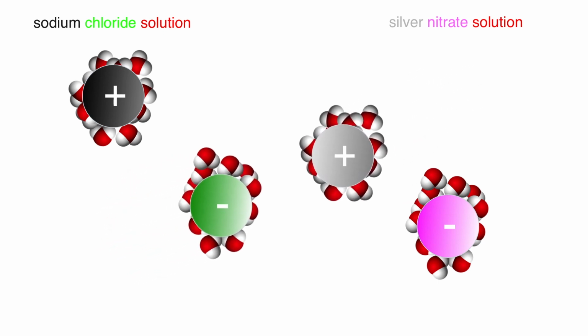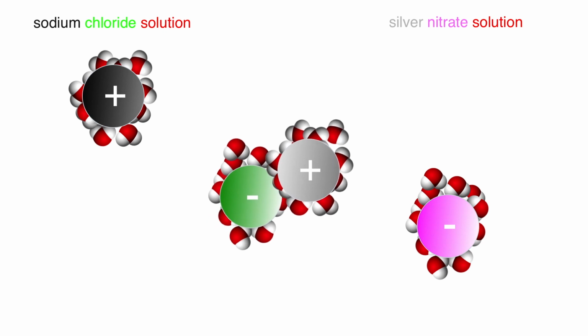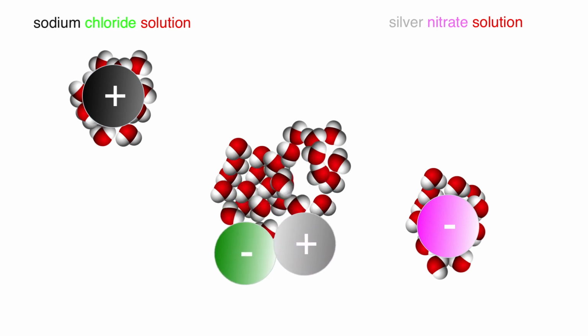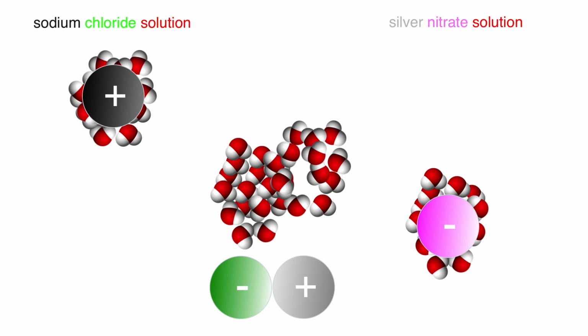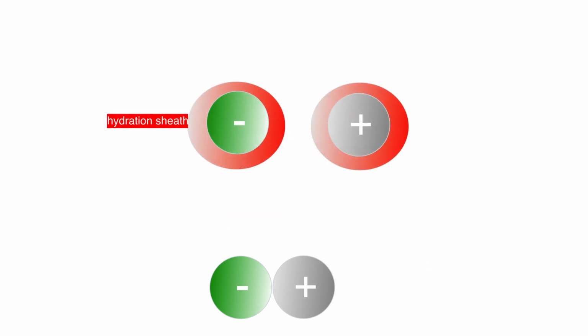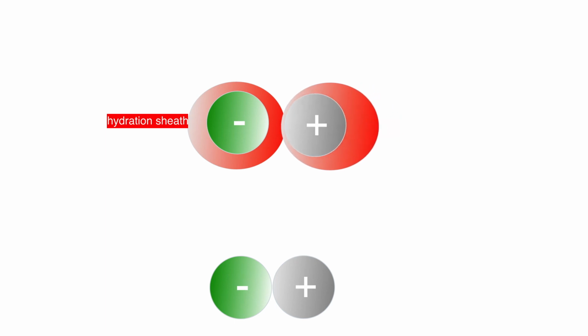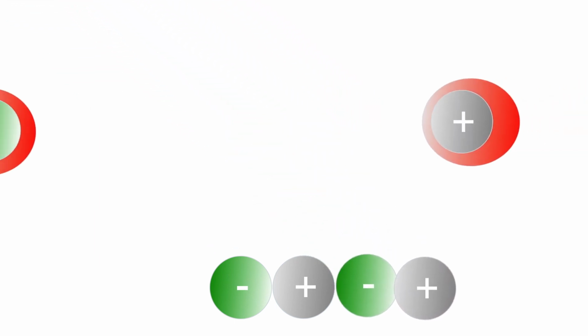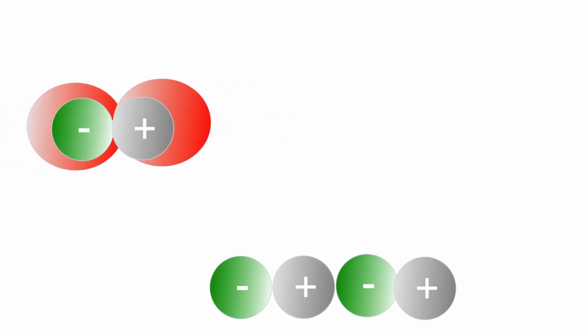It turns out that the attraction between silver ions and chloride ions is stronger than between silver ions and water molecules, and greater than the attraction of chloride ions for water, so when these two ions collide, they bond electrostatically and discard their hydration sheaths. Solid silver chloride, which is insoluble in water because of this, is rapidly formed as a white solid. When a solid is formed from two solutions, this is called a precipitate.